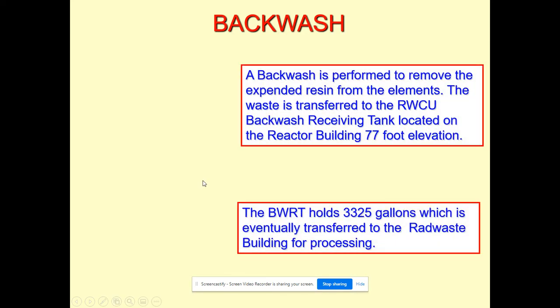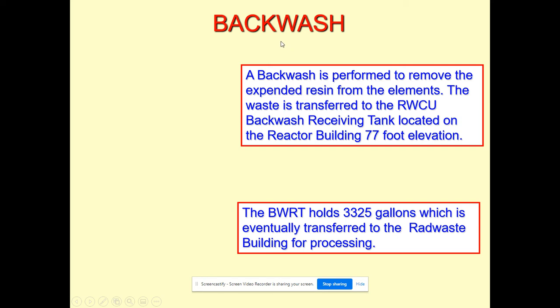So eventually, after a month or two, this resin starts to get bad. It's just not taking any of the ions out, and the chemistry guys are coming around. They check it every day. They check the reactor water chemistry, and they start seeing too much going on. So they're going to tell us to backwash the filter. So we're going to get that resin off, and we're going to put some new resin on.